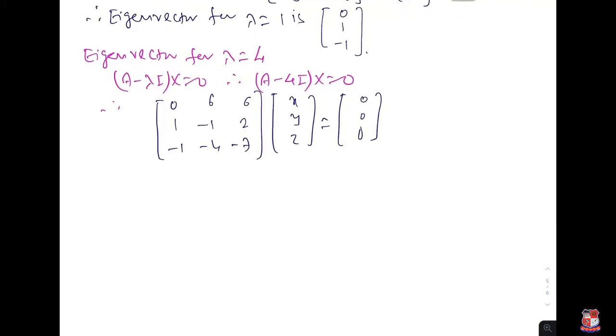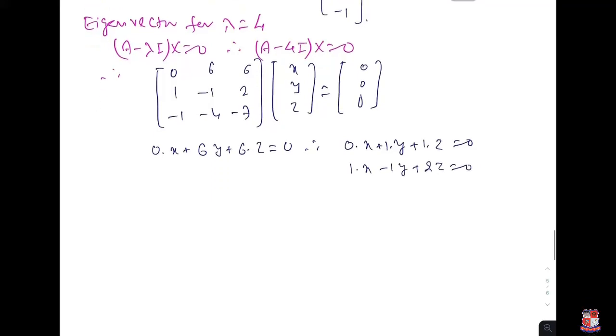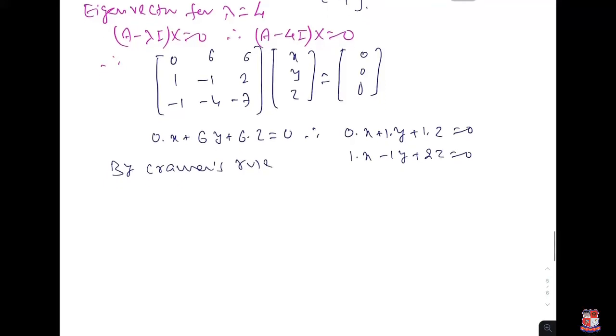So we are having 0 into x plus 6 into y plus 6 into z equal to 0, or you can say 0 into x plus 1 into y plus 1 into z equal to 0, from the first. And from the second, we have x minus y plus 2z equal to 0. And by Cramer's rule, you can take second and third, or first and third, you will get the same answer.